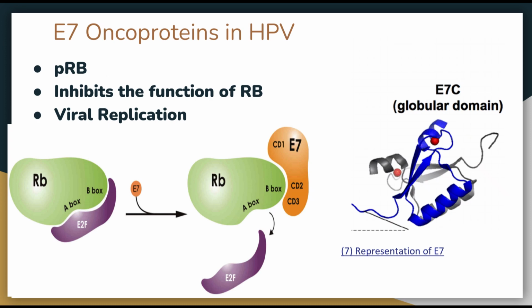E7 oncoproteins and HPV. The pRB is responsible for blocking tumors, and E7 binds and inactivates the pRB suppressor protein. E7 is also responsible for reprogramming the cellular environment to be conducive to viral replication, which makes it easy for the virus to spread. This can be shown below with the first figure. The E7 attaches to the RB and is responsible for blocking it.